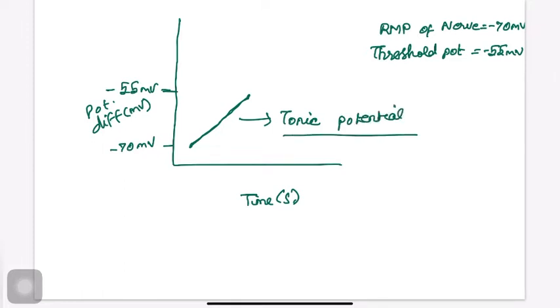So understood about tonic potential, right? It is a small concept. So what is tonic potential? Tonic potential is nothing but a change in membrane potential from resting membrane potential till threshold potential is reached. It is also called graded potential.